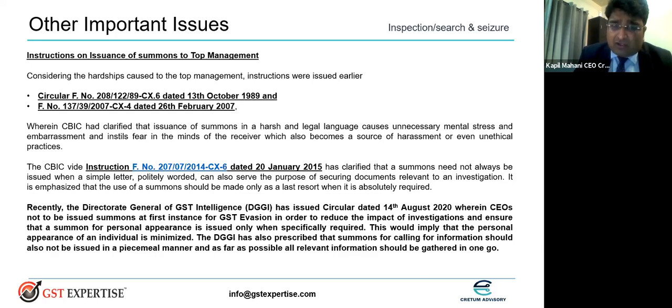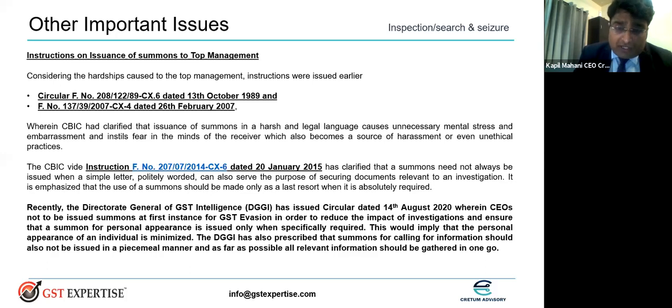Then, continuing with that, in 2015 they also clarified that a summons need not always be issued; a simple, politely worded letter can also be served for the purpose of securing documents relevant to the investigation. So what they said is that if you are asking for any document or information, you should not issue a section 70 summons. You should use simple language.